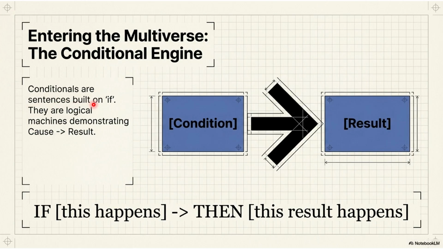Conditionals are sentences built on if. They are logical machines demonstrating cause-result. If significa sí en español, pero es el sí condicional. Si tú te vas, apago el televisor. Si tú me pagas, te doy el carro. Sí, es ese sí de condición, hipotético. If this happens, then this result happens.